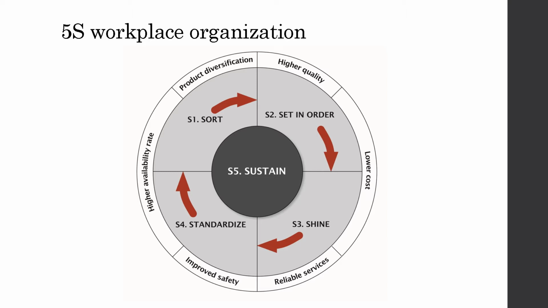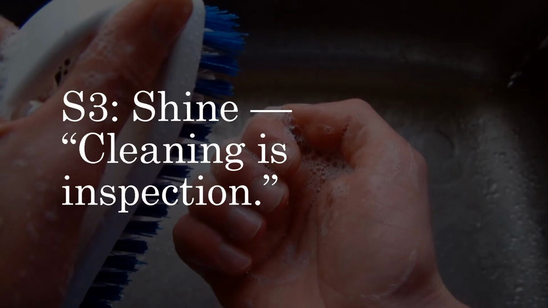Shine involves cleaning and inspecting the area and the equipment around you. The standardize step supports the first 3 steps. It makes it clear what the condition of the space should be every day. Finally, sustain helps us keep the system in perfect running condition.